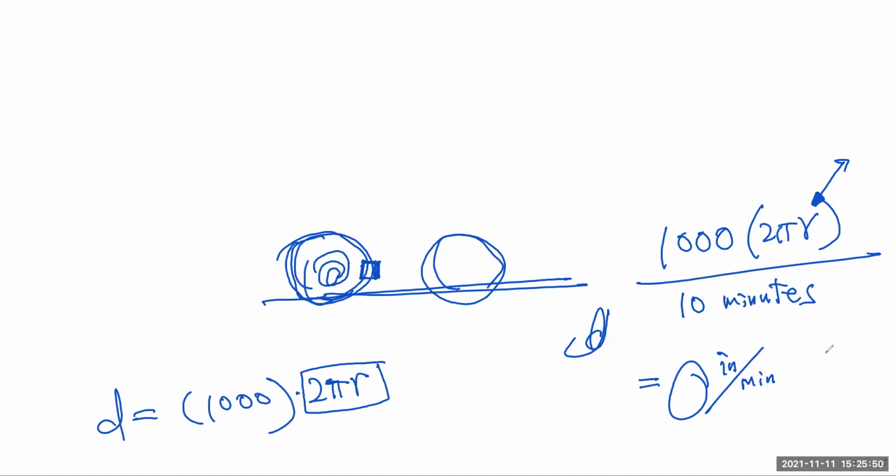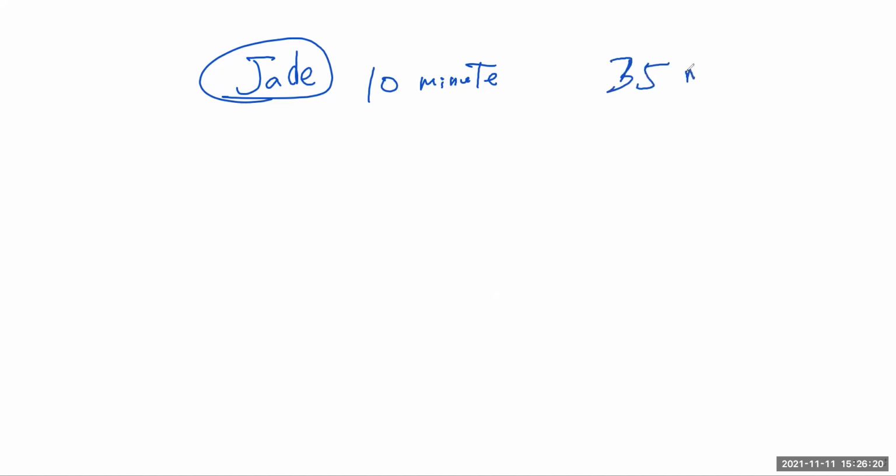Okay, so now we get back to a couple of questions. Let's say now Jade, you take a bike ride for 10 minutes, and your speed is a little bit slower this time. How about 35 miles per hour? Now, what is the distance you cover?